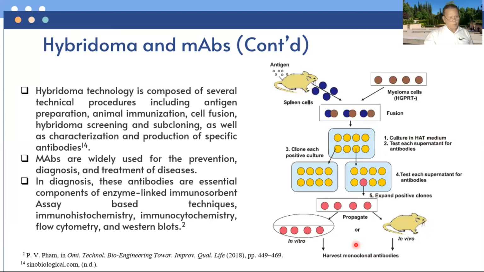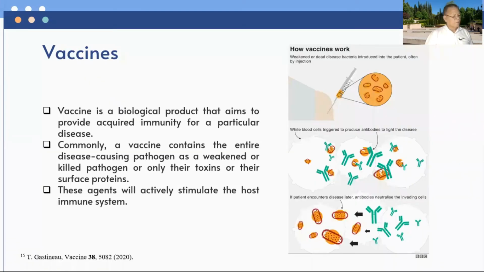Then now let's move to vaccine. A vaccine is a biological product that aims to provide acquired immunity for a particular disease. Commonly, a vaccine contains the entire disease-causing pathogen as a weakened or killed pathogen, or only their toxin or their surface protein. This agent will actively stimulate the host immune system, which then produces a protective response to this agent.